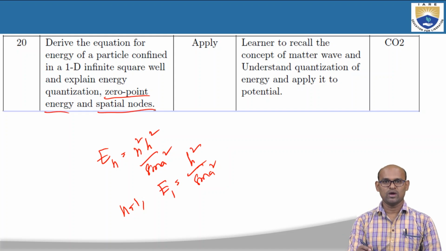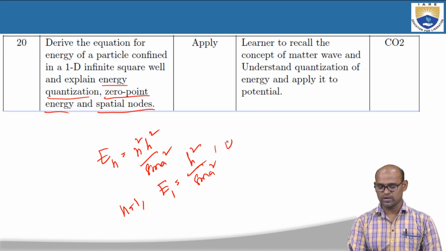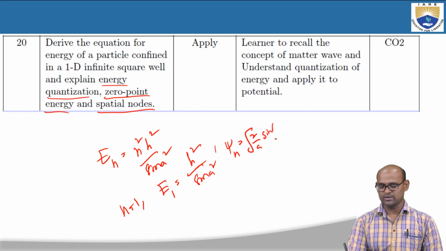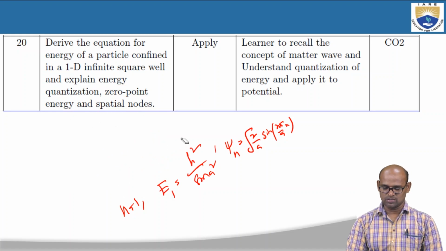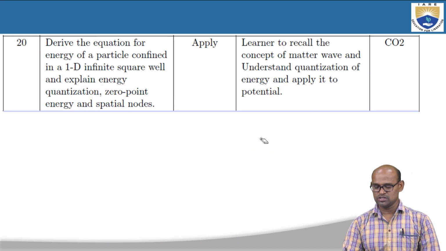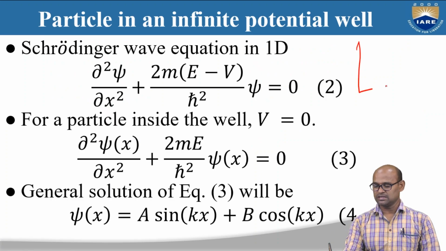So basically here we have to show the energy quantization, that means the energies, and for the spatial nodes we are going to find the wave function psi n, which is square root of 2 by a into sine of n pi by a into x. We have already derived these equations twice or thrice, so I am just going to walk through this derivation. Again, the particle is trapped in an infinite potential well, where potential is 0 inside and infinite at the boundaries, and the length of this box is a.